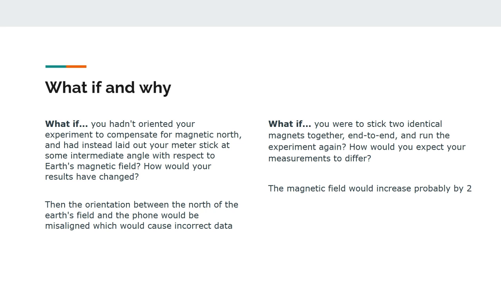And what if you were able to stick two identical magnets together end to end and run the experiment again? How would you expect your measurements to differ? I would expect the magnetic field would probably increase by two, but it could be an intermediate amount.